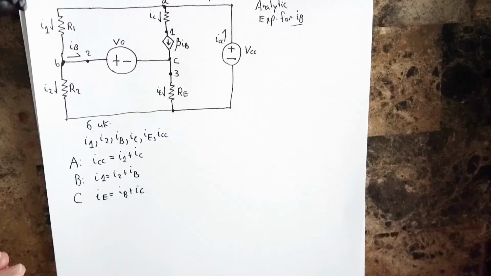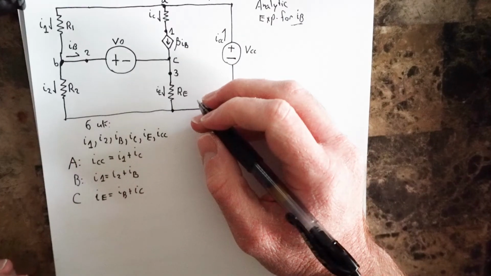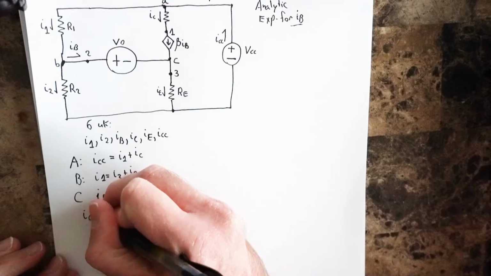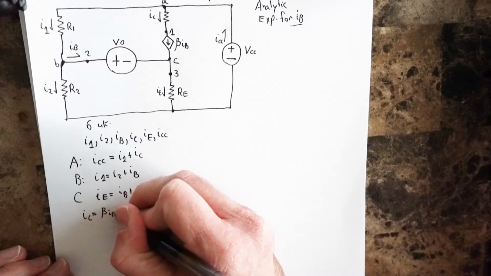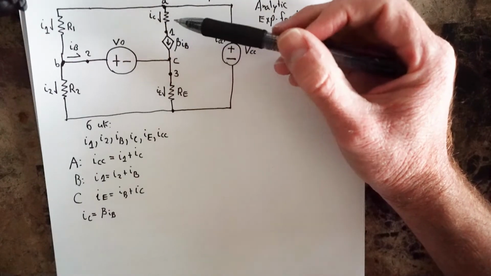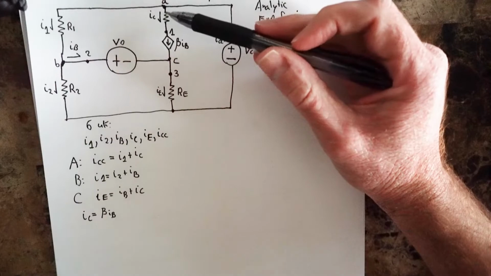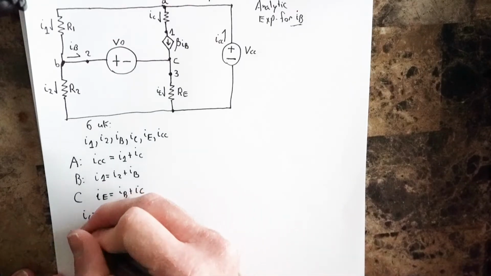Okay. Now notice here, let's go ahead and exploit the dependent source in that we already know that IC, this current right here, is simply equal to beta IB, and that's just by symmetry, as we know that this current flowing through this path must be the same. So we know that IC is equal to beta IB. Okay, so hopefully that might help us out here in a little bit. So let's first apply KVL.